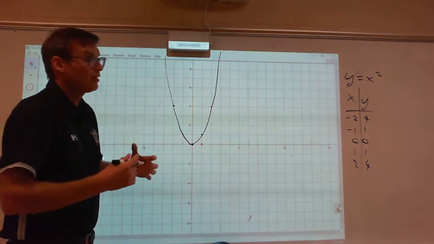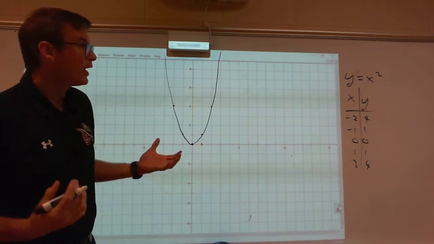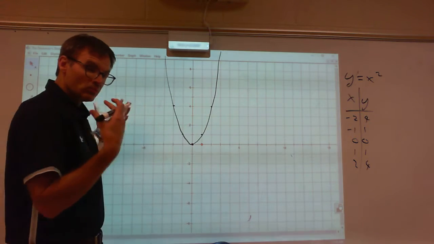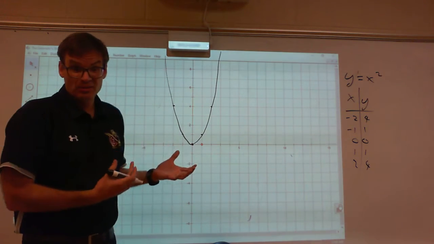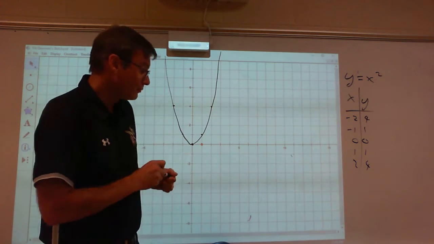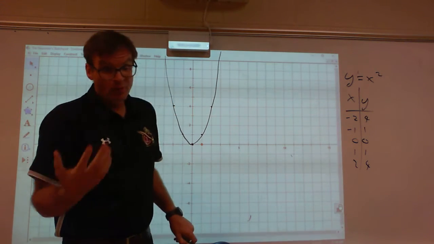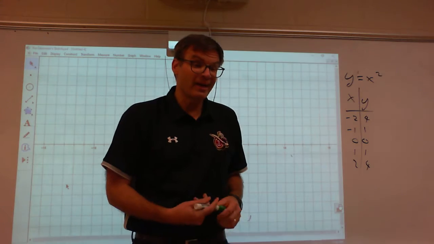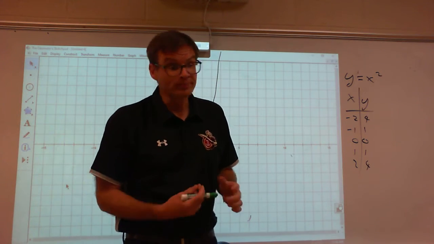All right. And there's our parabola. Great. So now we're going to do things to this graph. The things we're going to do to this graph, we're going to move it around. So the way I talk about moving the graph around is I ask, what does the 2 do?